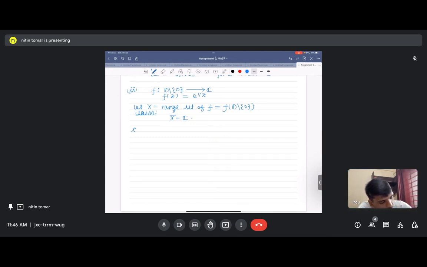Now, can you see that X will be contained in C minus 0? It will never take the value 0, because exponential never takes the value 0, right? As e^w is never 0. You know this. Exponential does not take 0 as a value. Okay? Now, my claim is actually that this will be an equality.